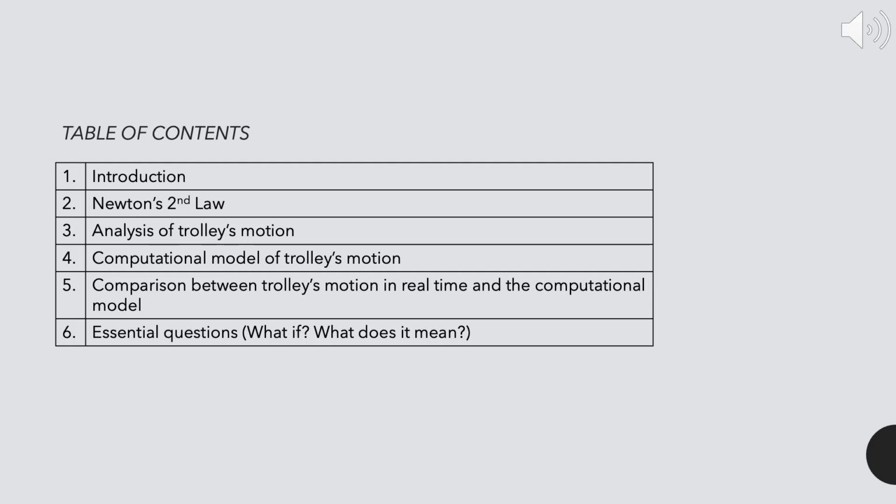I'll first state the purpose of the lab and then introduce the system and its surroundings while explaining key concepts such as Newton's second law. I'll then analyze the trolley's motion using a tracker software and create a computational model based on the data collected. I'll then produce graphs using the real-time data and the computational model and compare the two. Finally, I'll answer some essential questions.